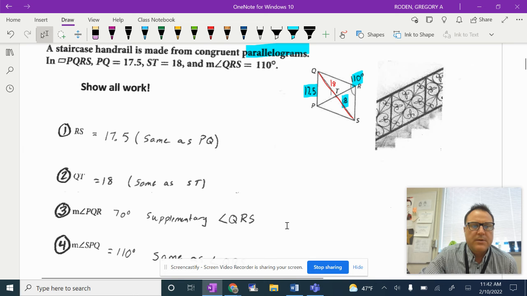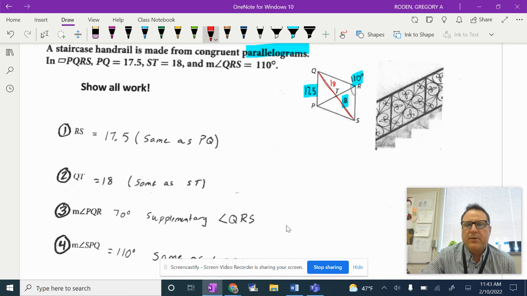And the last thing is number 4. What's the measure of angle PQR? Well, where is angle PQR? This angle right here. Now, think about this. We've talked about this before. These are same side interior angles. We have two parallel lines. Same side interior angles are always supplementary. They always add up to 180. And we're going to see that in the final proof on this. So they're same side interior angles of these two parallel lines. Since it's a parallelogram, same side interiors are always supplementary. So 180 minus 110 is 70.